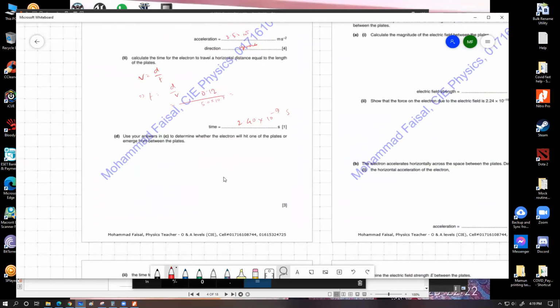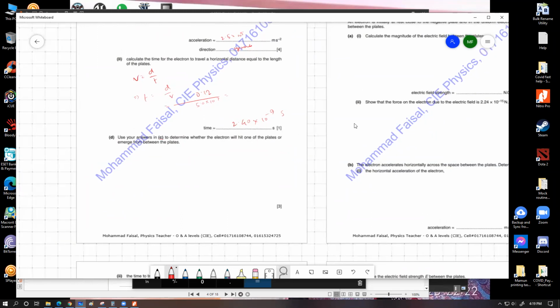This last question d is what I'm really interested in. This is a 3-mark question, have a look: use your answers in C to determine whether the electron will hit one of the plates or emerge from between the plates. Now let me elaborate how to approach this problem in two different ways.